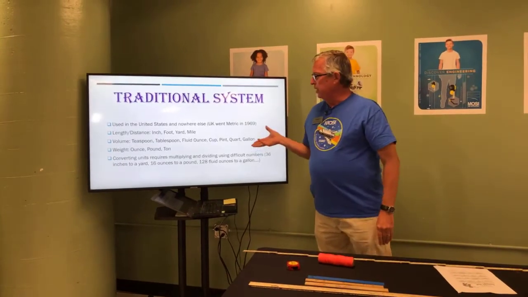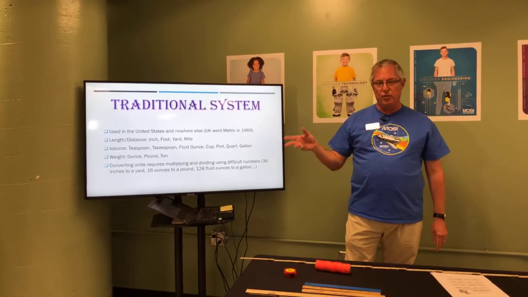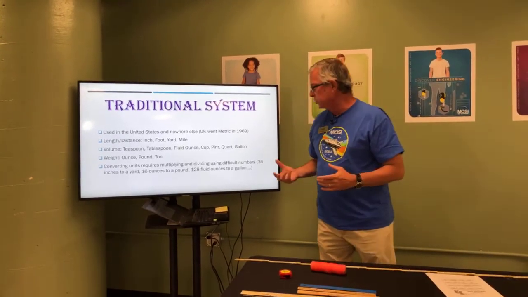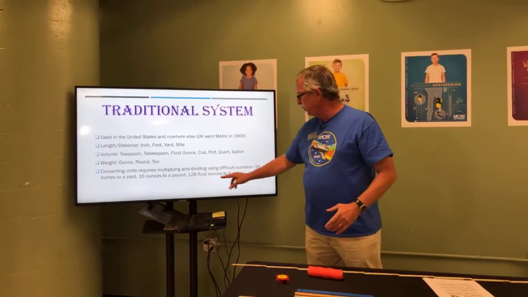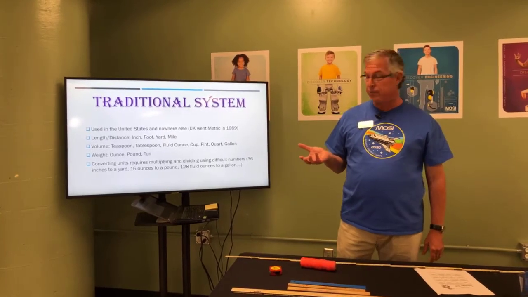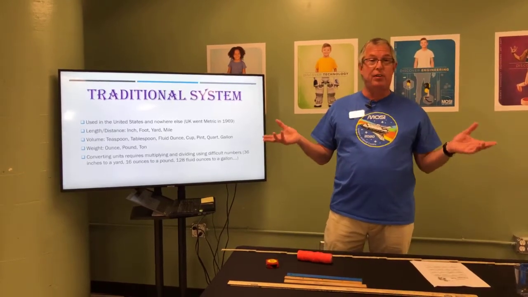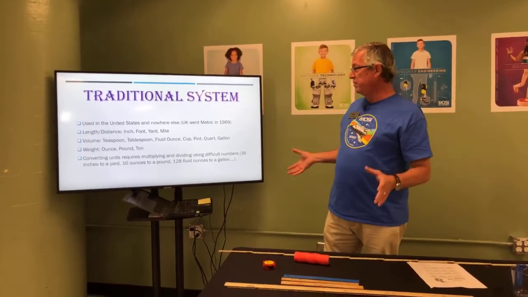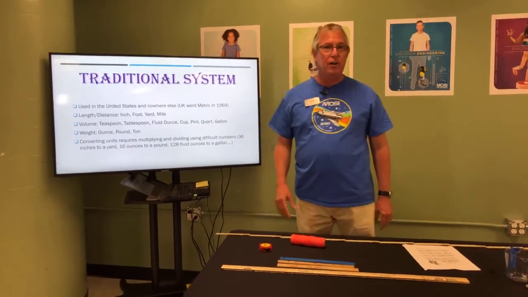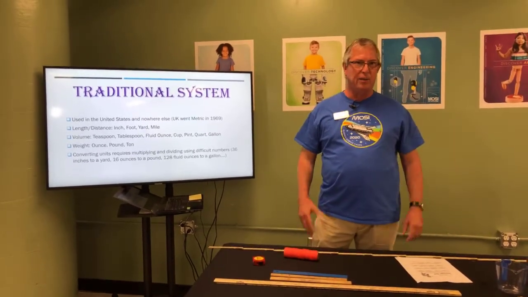The problem with the traditional systems, too, is that if I'm converting one unit of measure to another, it usually involves some funky math. Okay? Like, for instance, there's 128 fluid ounces to a gallon. So if I want to know how many ounces are in a gallon and a half, I got some serious number crunching to do. Usually I'm having to multiply or divide by some funky numbers. 16 ounces to a pound, 36 inches to a yard, 5,280 feet to a mile. You get the idea.